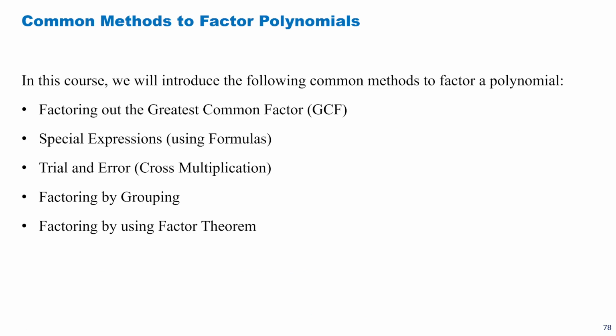Okay, so today let's have a look at common methods you can use to factorize or factor a polynomial. So in this course, we'll introduce the following common methods to factor a polynomial. There are 5 of them. The first one is called factoring out the greatest common factor. And the second one is special expression or using formulas. Then we can also use trial and error or cross multiplication method or factoring by grouping. And last, you can also use factoring by using factor theorem. So we'll introduce them one by one.